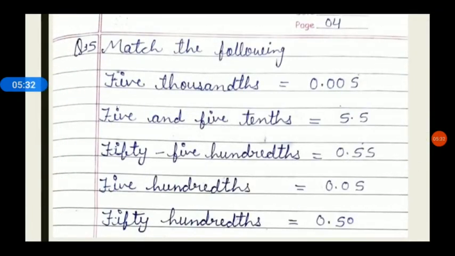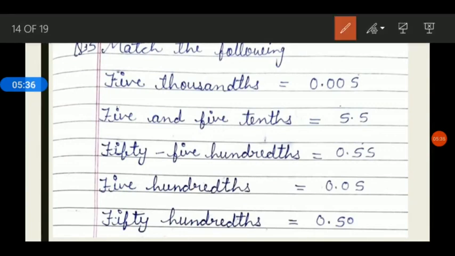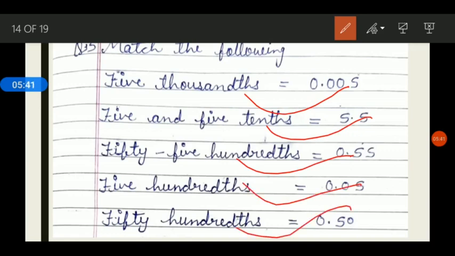This is the answer. You can write it in the copy in front of this: 5 thousandths, 0.005; 5 and 5 tenths, 5.5. Similarly, you will write the answer in front of each question. Understood?